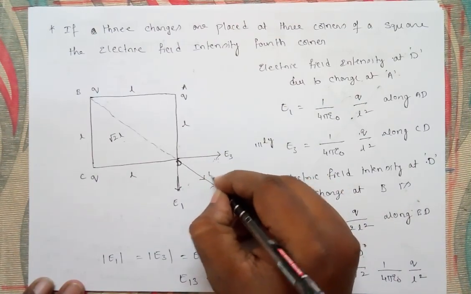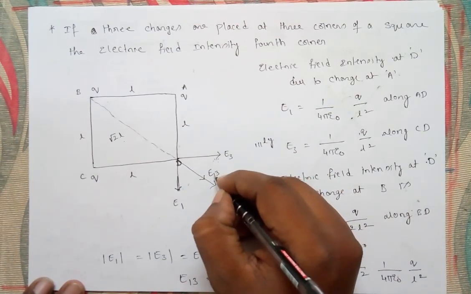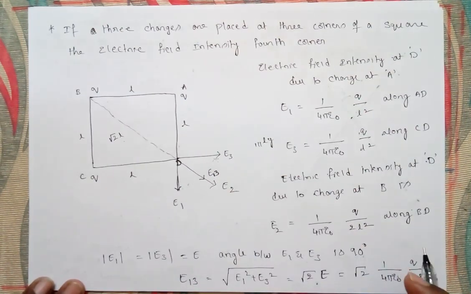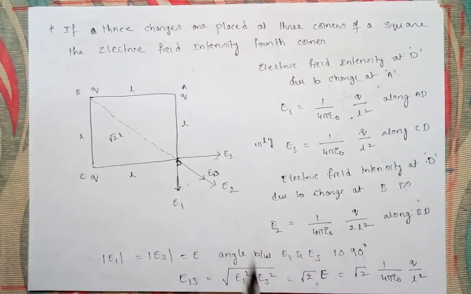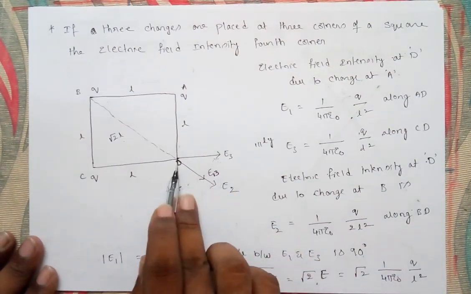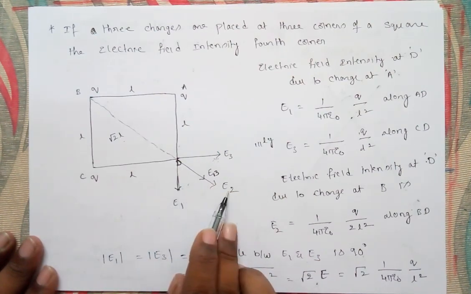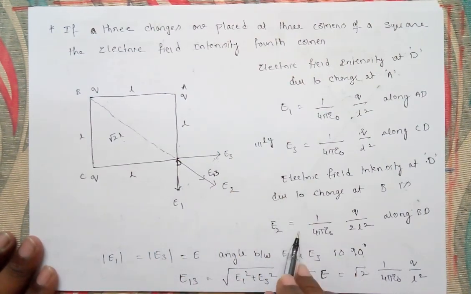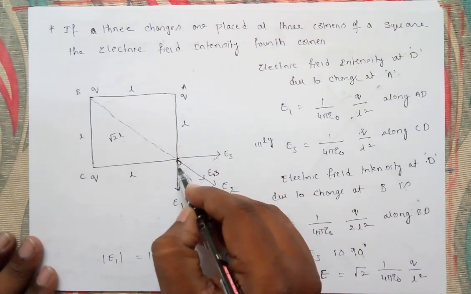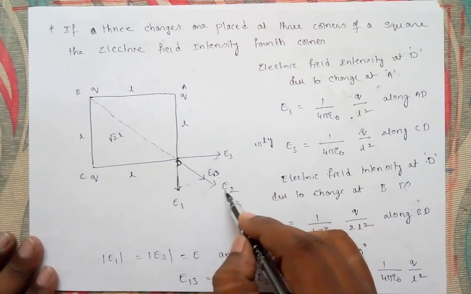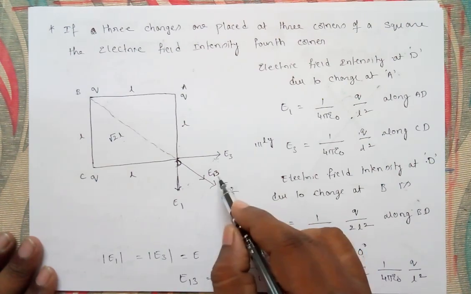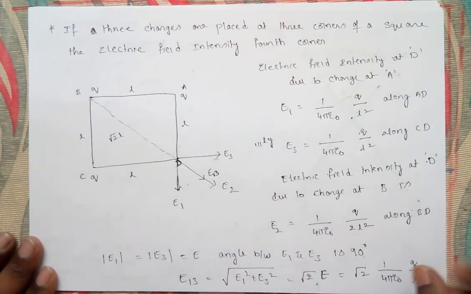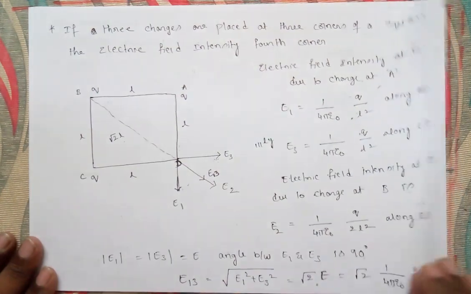So this is the electric field intensity E13. Now E1 and E3's resultant is E13, along the direction of E2. E2 is this much. So the resultant electric field intensity at D, since the two vectors are along the same direction, will be E2 plus E13.